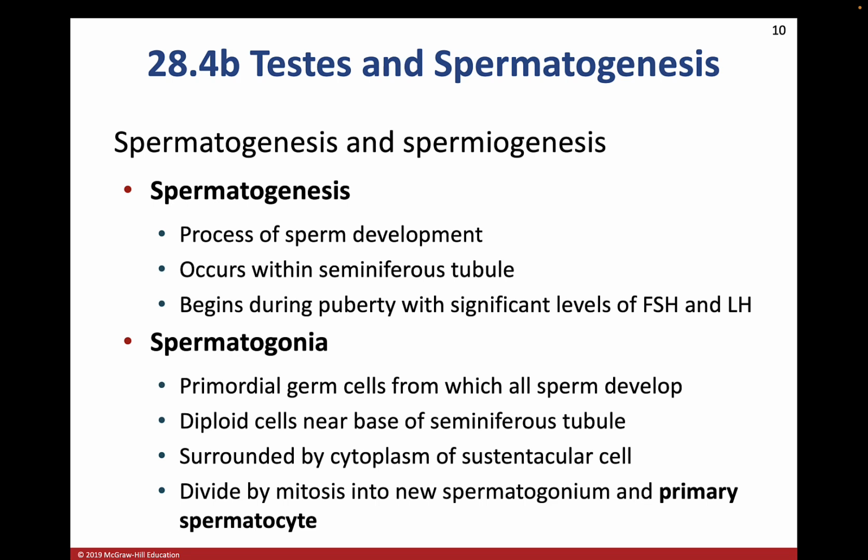Spermatogonia are primordial germ cells from which all sperm develop. They are diploid cells, found near the base of the seminiferous tubule. They are surrounded by the cytoplasm of sustentacular cells, and these spermatogonia will divide by mitosis into new spermatogonia and primary spermatocytes.